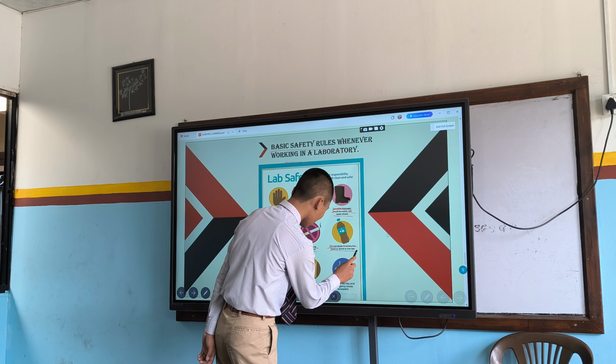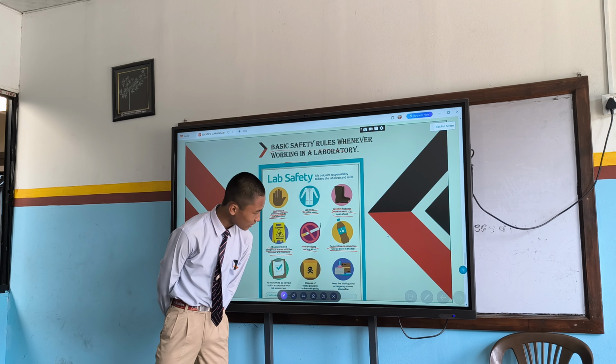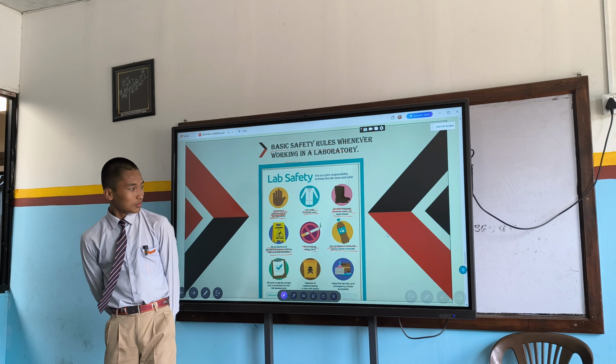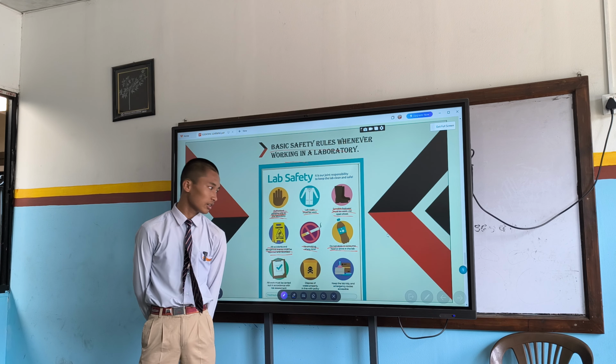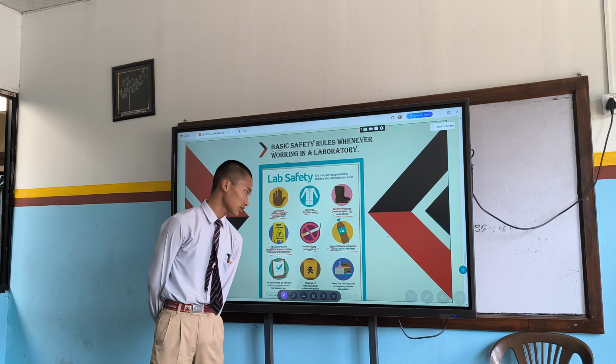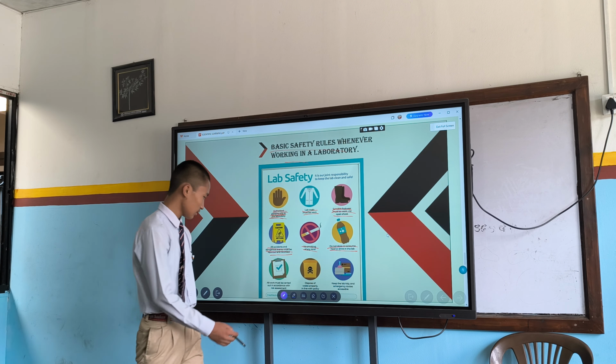Do not store or consume food or drink in the lab. Scientists should not consume or store food or drink in the lab, as chemicals can enter the food and make it harmful. And they should pay attention to their experiment instead of eating food and drinking.